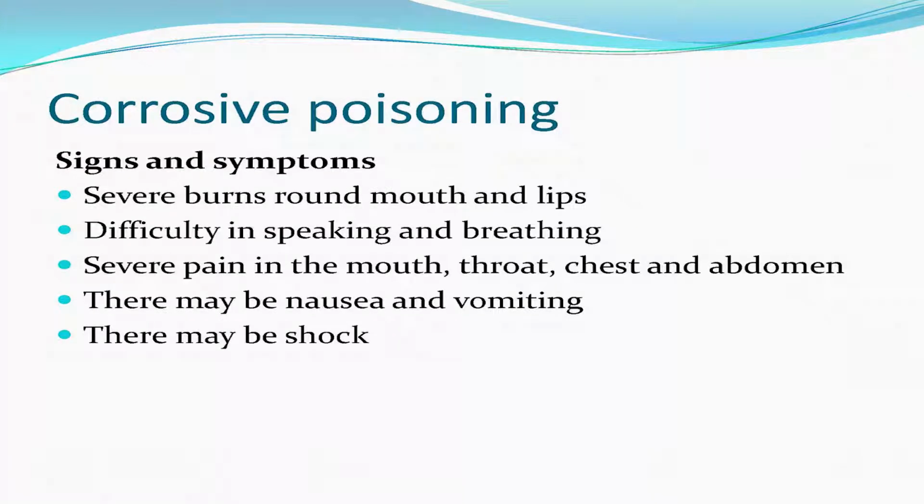Corrosive poisoning. With corrosive poisoning, the signs and symptoms are severe burns. We have told you that wherever it finds itself, corrosive poison corrodes. So there are severe burns around the mouth and lips, especially when it is an acid or base. Difficulty in speaking because the throat is burnt, and so speaking becomes problematic. Severe pain in the mouth, throat, chest, abdomen, everywhere is burnt. So there is severe pain all along the digestive tract. There may be nausea and vomiting, and there may be shock.